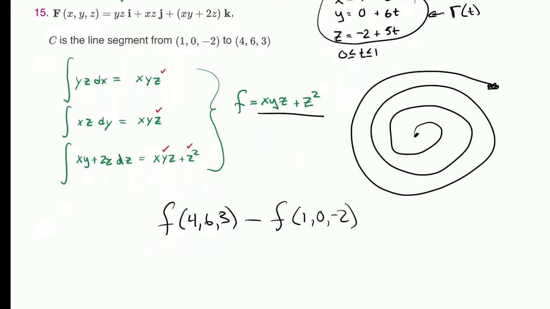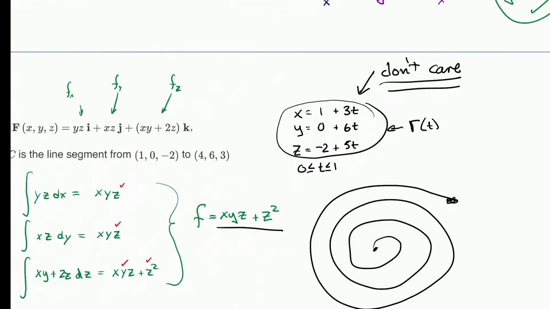So what's this? 4 times 6 times 3 is 72, plus z squared, that's 9. And then subtract off 1 times 0 times negative 2 is 0, plus 4. So that's going to be like that. 72 plus 9 is 81, minus 4 is 77. Is that the right answer? I hope. All right, great. We got 77. We're happy. Yeah. So this was all extra work.